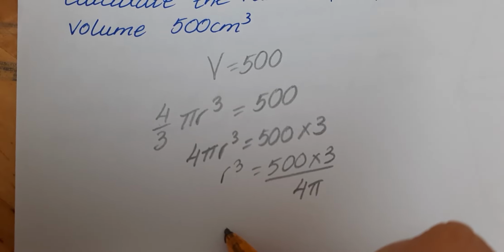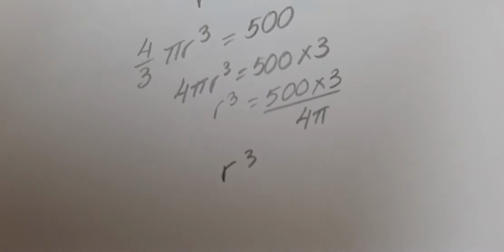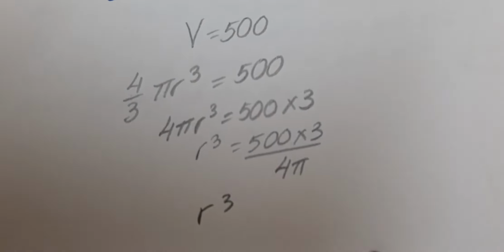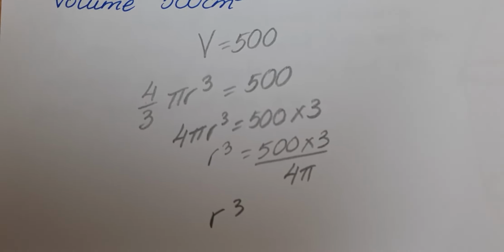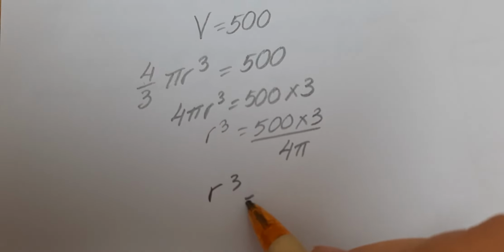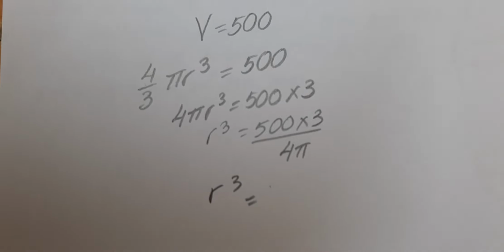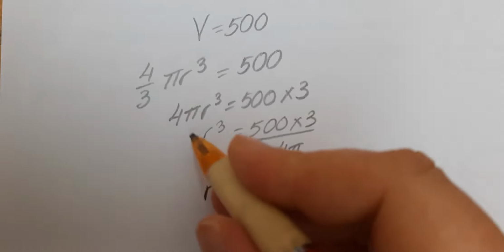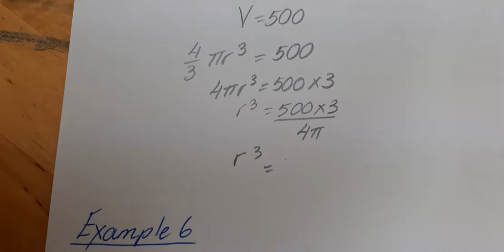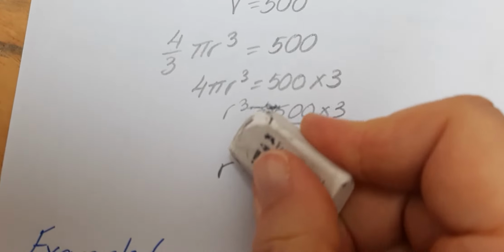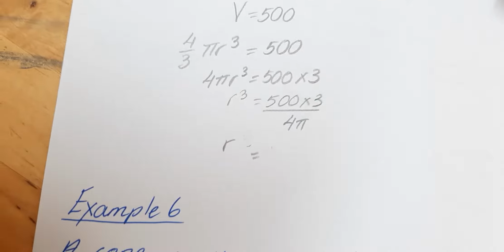So r cubed would equal that, and the r will then come to 119.366. But what I will do is I will just say, okay, what is the reverse of r cubed? Do you remember? The inverse of r squared is the square root. The inverse of r cubed is the cube root.